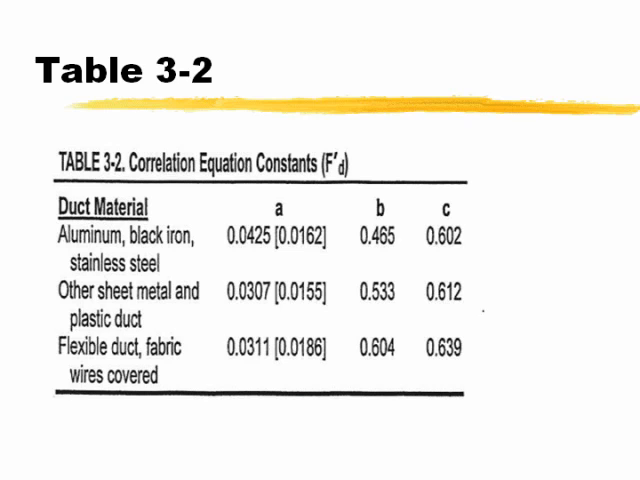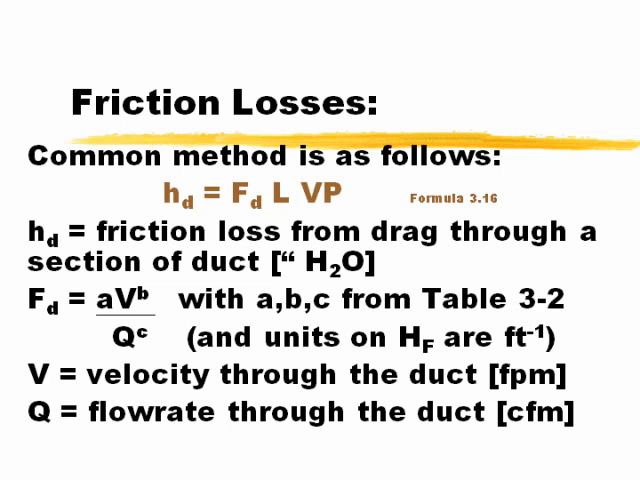And so let's say we had a very common ductwork, which is galvanized metal. The galvanized metal would be under the sheet metal category, and so our constants for A are 0.0307, B 0.533, and C 0.612. So we go back and we have the constant A multiplied by velocity to the B power over Q to the C power. Q, of course, is in CFM. Velocity is in feet per minute.